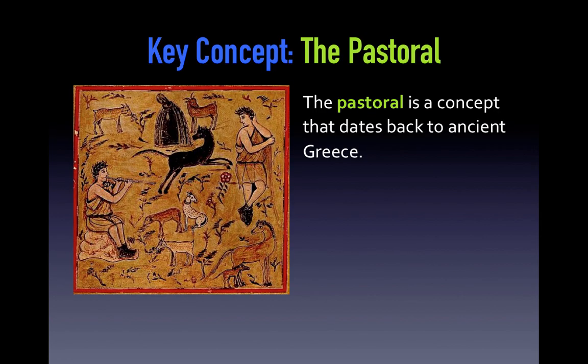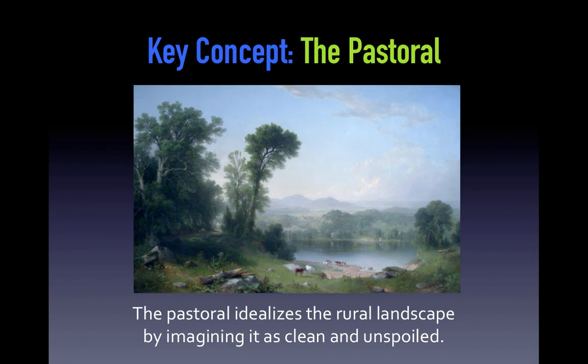The pastoral is a concept that dates back to ancient Greece. It idealizes the rural landscape by imagining it as clean and unspoiled. In a pastoral landscape, animals don't make rude noises or emit unpleasant odors. In a pastoral landscape, the dirt isn't dirty and the insects never bite. In a pastoral landscape, the grass is always green and the sun always shines.